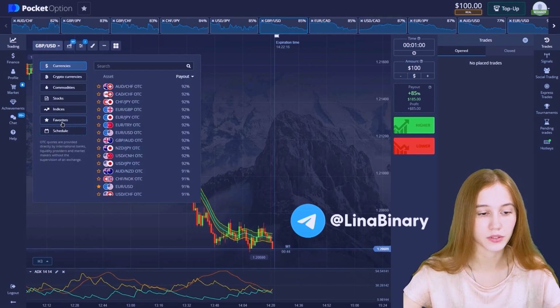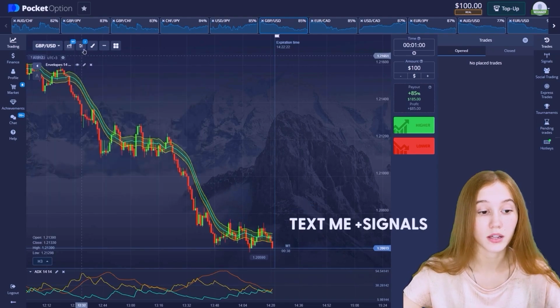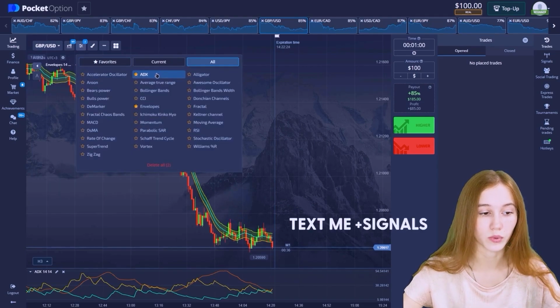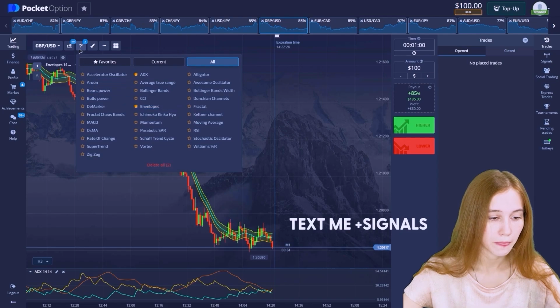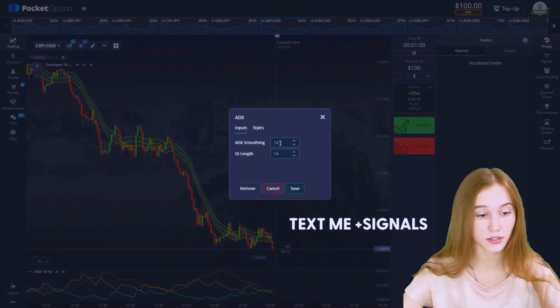So we'll also use two necessary indicators today. These are ADX and envelopes. Let me tell you a little about these indicators. I'll start with the first one. Here are the settings for this indicator.